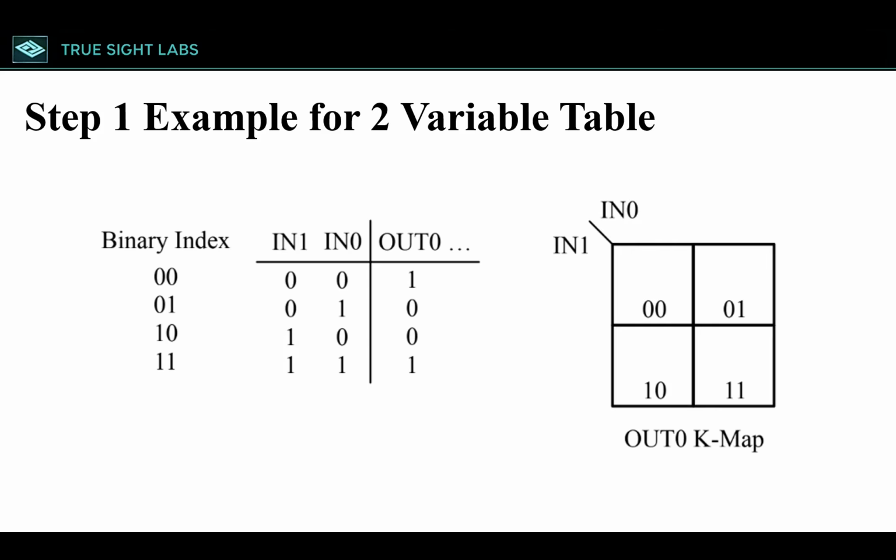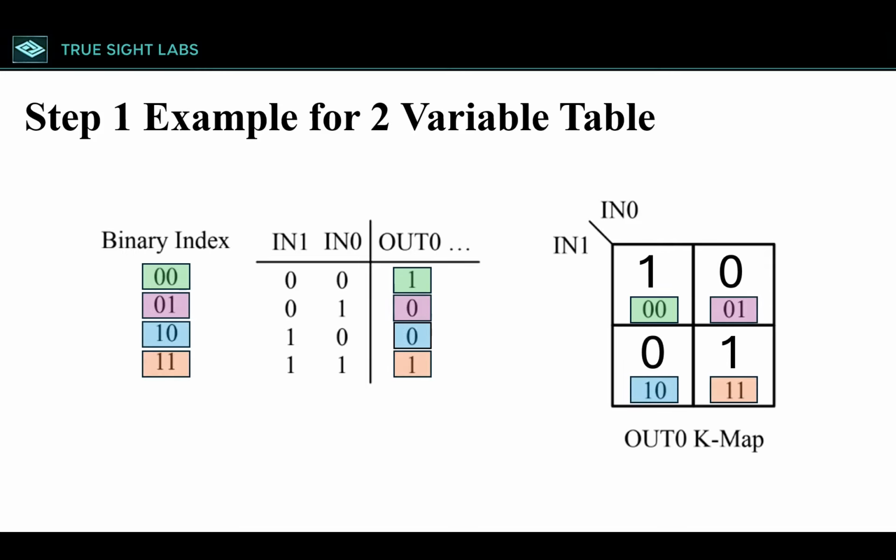As we go row by row, we just take the output value and drop it into the K-map square with the same input index. Index 00 maps here, so we write a 1. Index 11 maps here, so we write another 1. All remaining indices have an output of 0, so the rest of the K-map entries are 0.